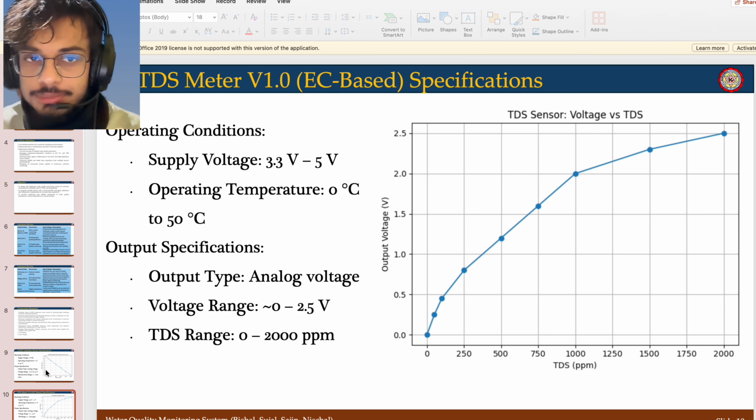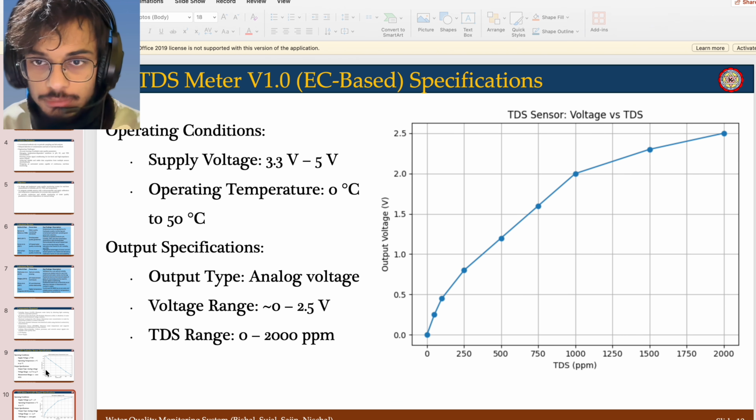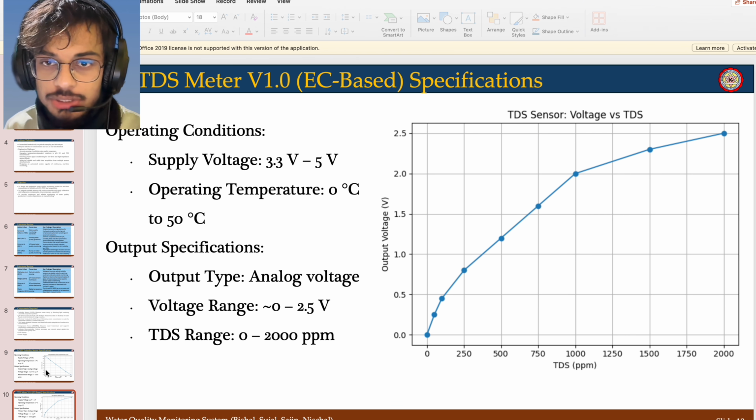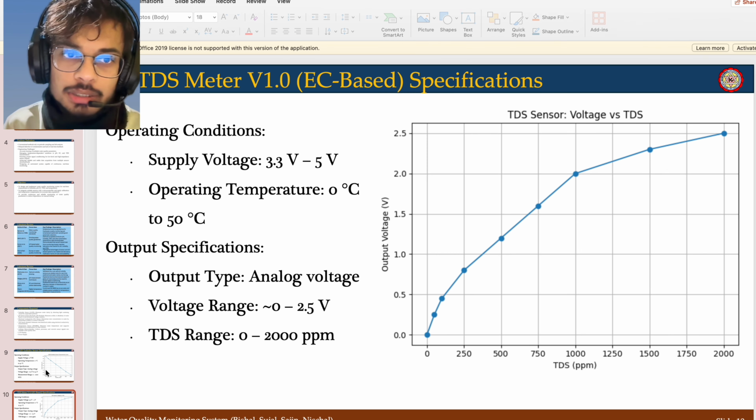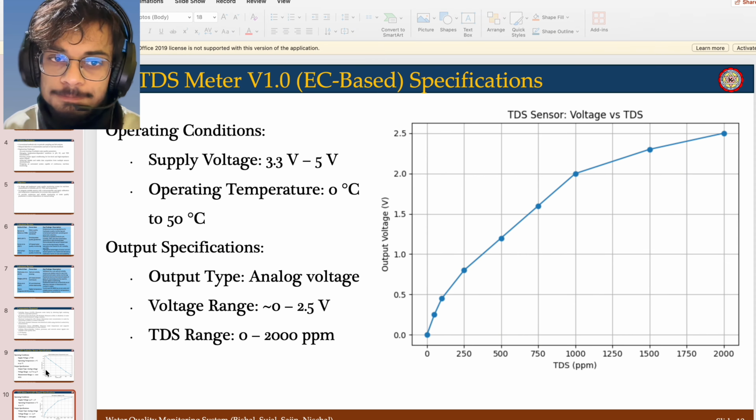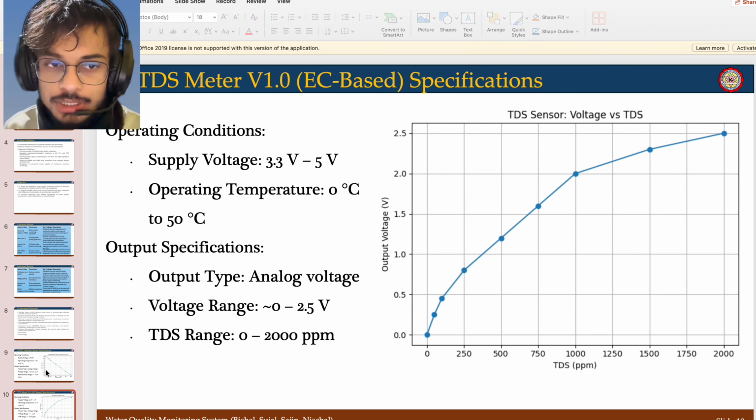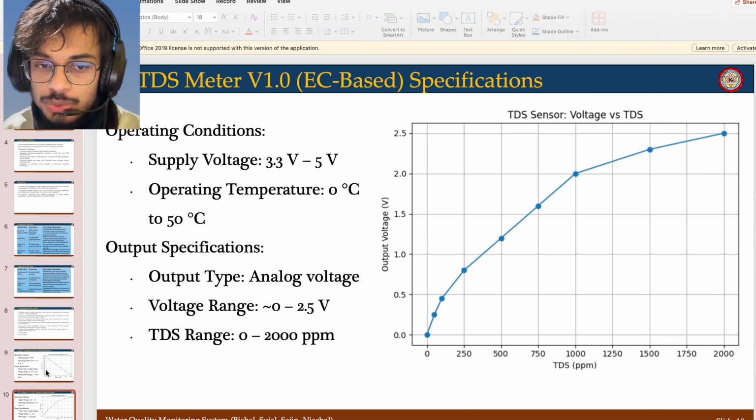TDS meter version 1.0, EC based. It is an EC-based TDS sensor. It measures the total ionic solids dissolved in water. Operating conditions: supply voltage 3.3 volt to 5 volt, and operating temperature 0 degree Celsius to 50 degree Celsius. Output is analog voltage, the voltage range is 0 to 2.5 volt, and the TDS range is 0 to 2000 ppm.